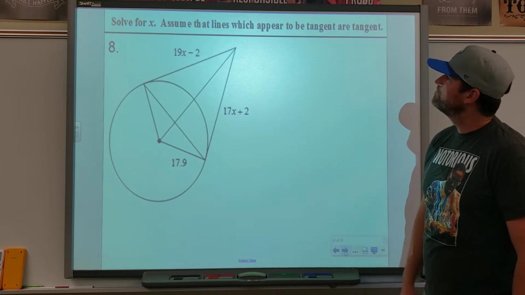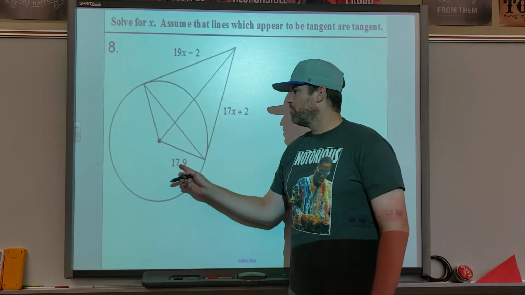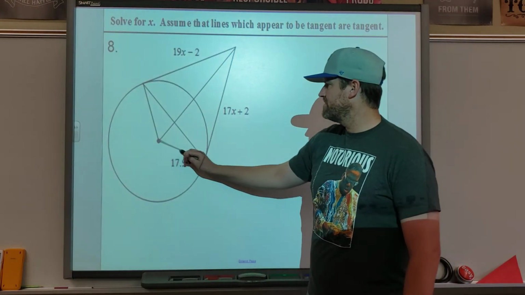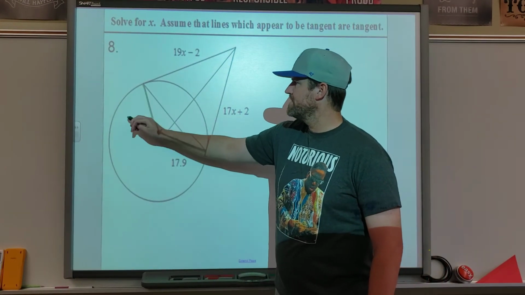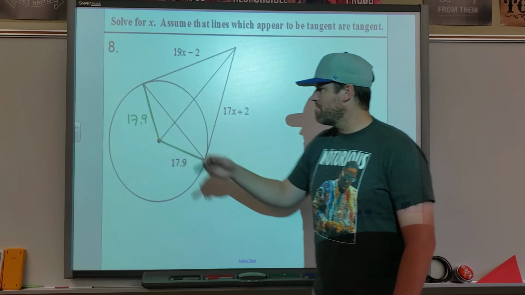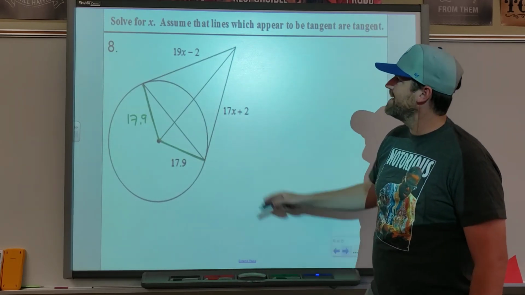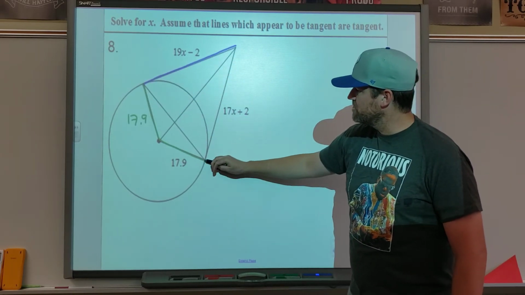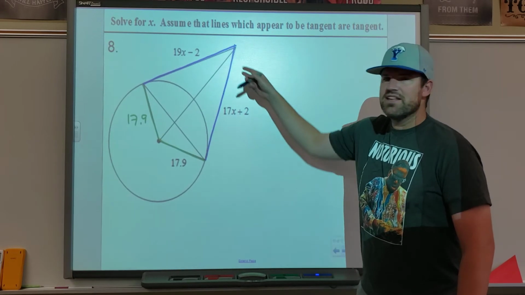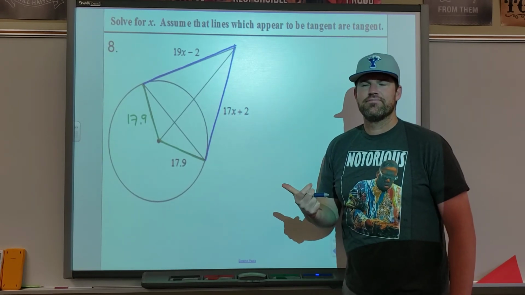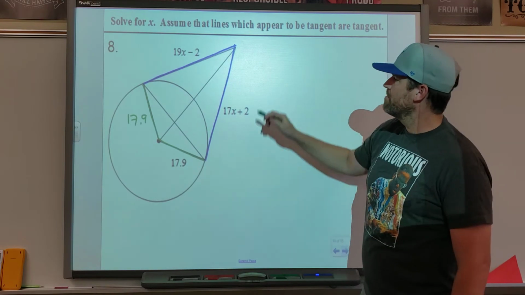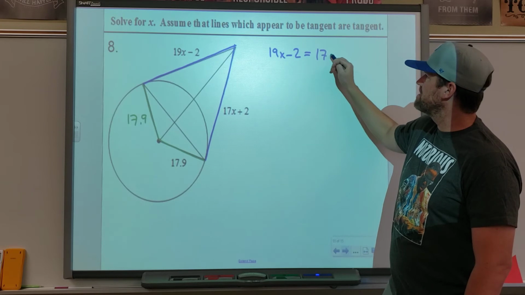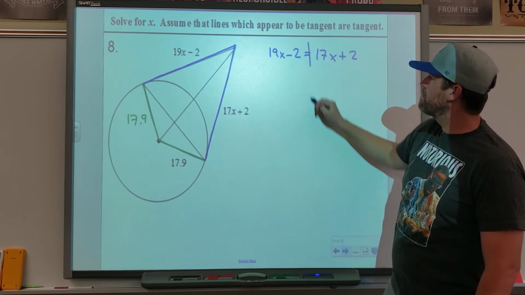Okay, another example. We've got this 17.9 right here. That doesn't matter. That's just a distractor. If this is 17.9, that means the other radius is 17.9. But that's not what I'm finding. I am trying to find x, which is on this tangent. It's also on this tangent. And what do I know about these two tangent segments? They are congruent. So I'm going to take 19x minus 2 and set it equal to 17x plus 2.